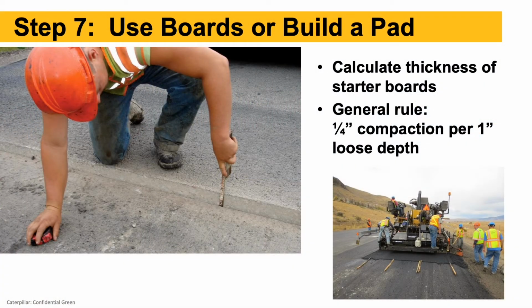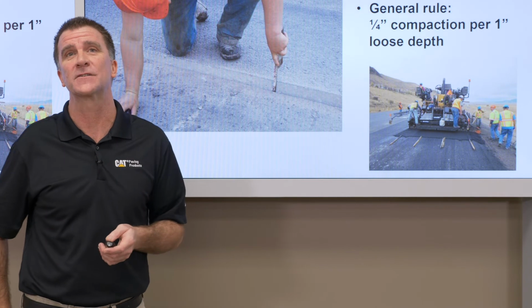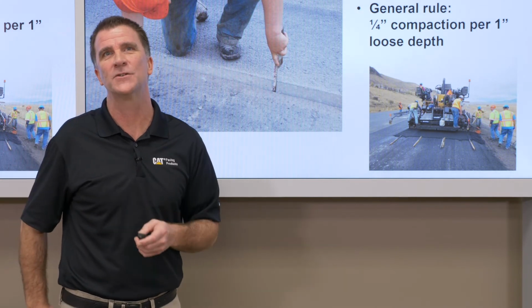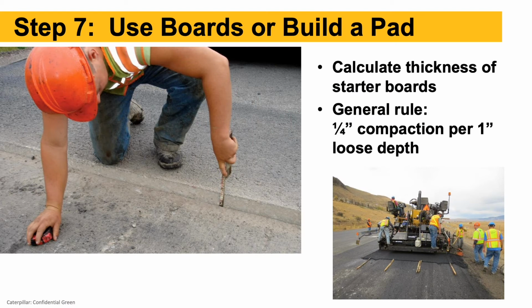So typically asphalt mix will compact a 1/4 inch for every 1 inch of thickness. So for example, if we want a final 2-inch thick mat after compaction, we'll put down 2.5 inches of loose mix. So we need to think about that when we choose our board thickness to take off with. And that's what this guy's doing here in this picture. He's measuring the mat thickness. He's going to add a 1/4 inch per inch for his starter board thickness.